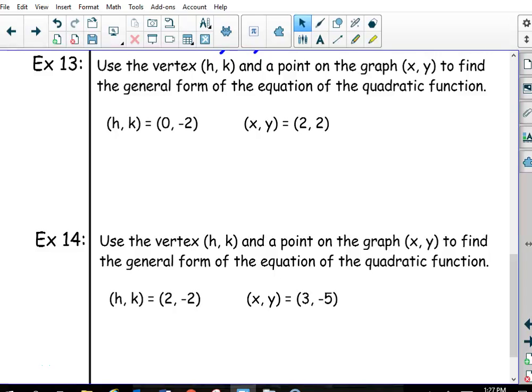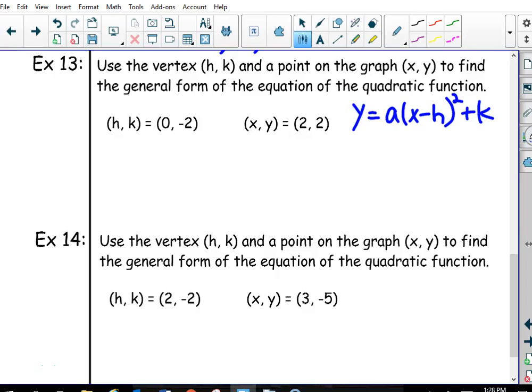All right, these problems are a little bit different. They give us 2 points, and these 2 points are on our quadratic, and they want us to find the general form. Again, a reminder, they're talking about this. So they're giving us h, k, and that's the first thing we're going to substitute. We're going to substitute h, k.